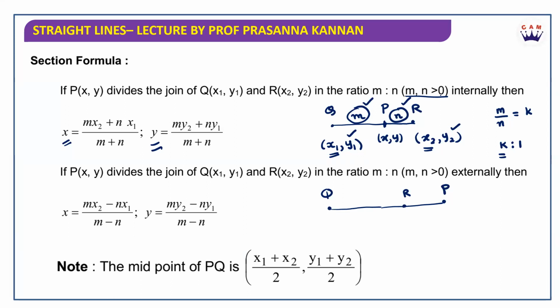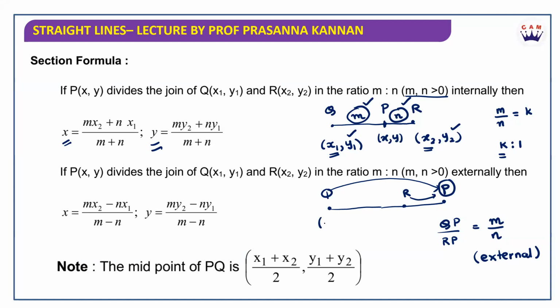You will understand this. So QP divided by RP. That means this distance Q to P divided by R to P. So this ratio is going to be m is to n. So this is called external division. So the point P which is dividing the line joining Q and R is outside the line joining Q and R.